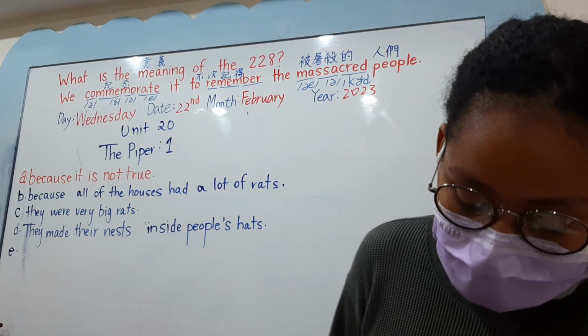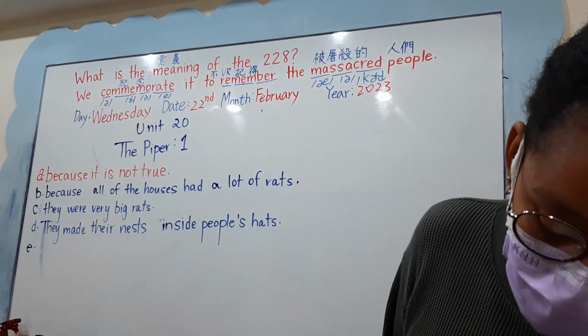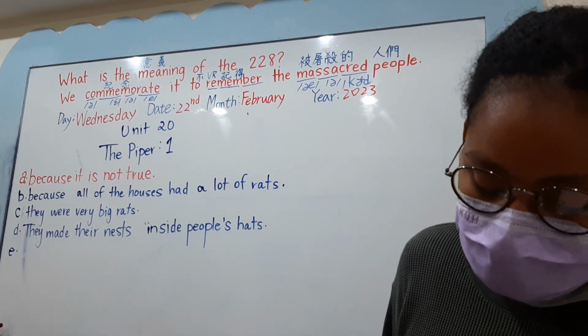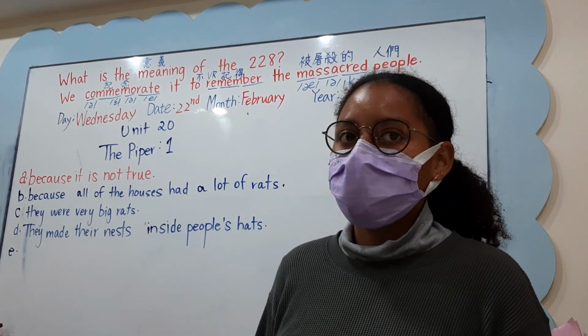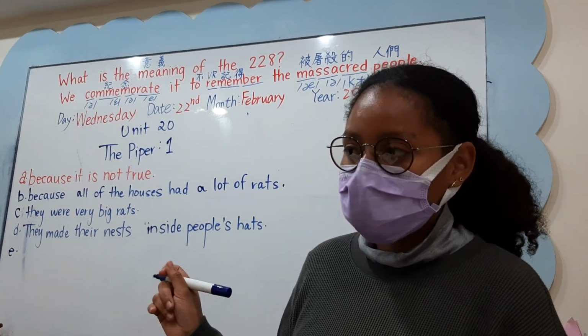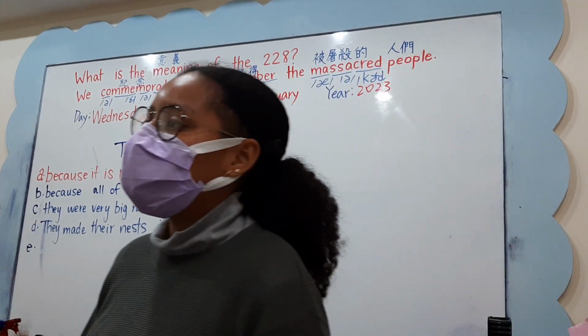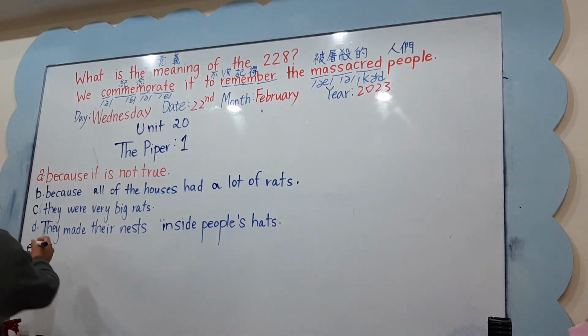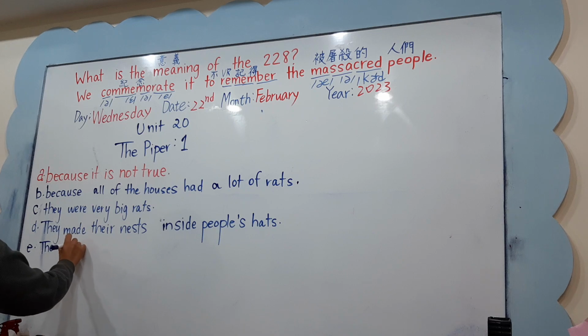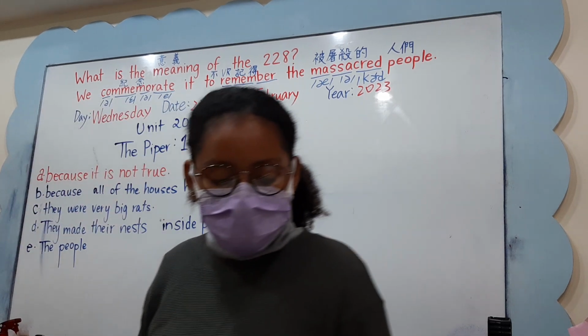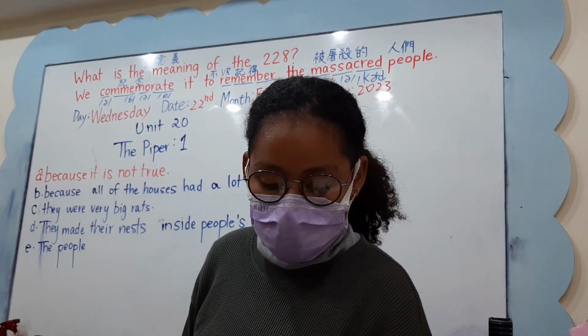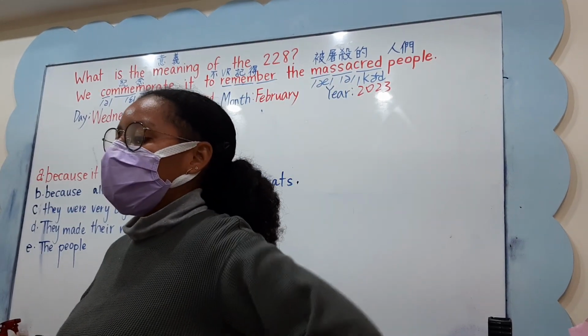Okay, so let's look at E. Why did the people talk about the rats at the meeting? So how do we answer? What do you think? The people. How would you answer? The people? Dora, what do you think?